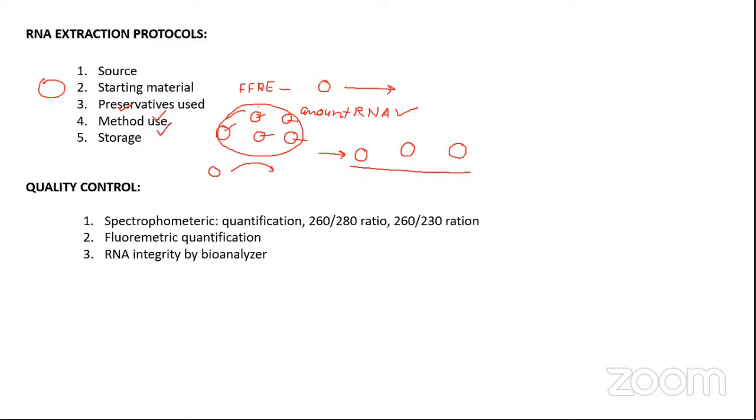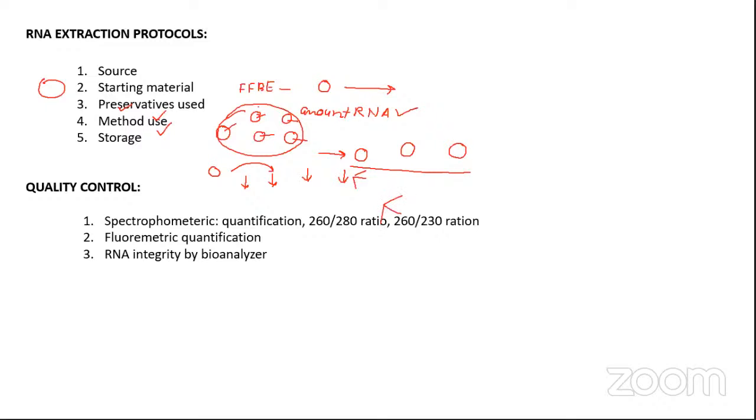Preservatives used, how you are preserving, whether you are preserving in saline or you are preserving with snap freezing, you are storing in liquid nitrogen, you are storing in RNAlater. Again, there are different types of RNAlater. So how you are choosing your preservatives and what is your storage?